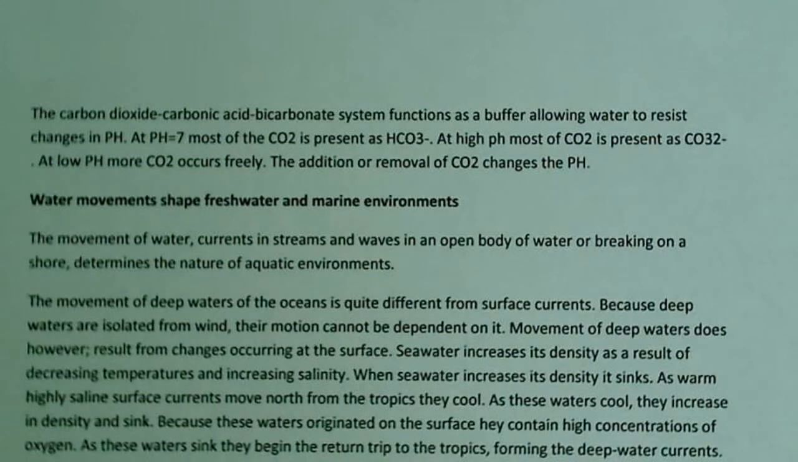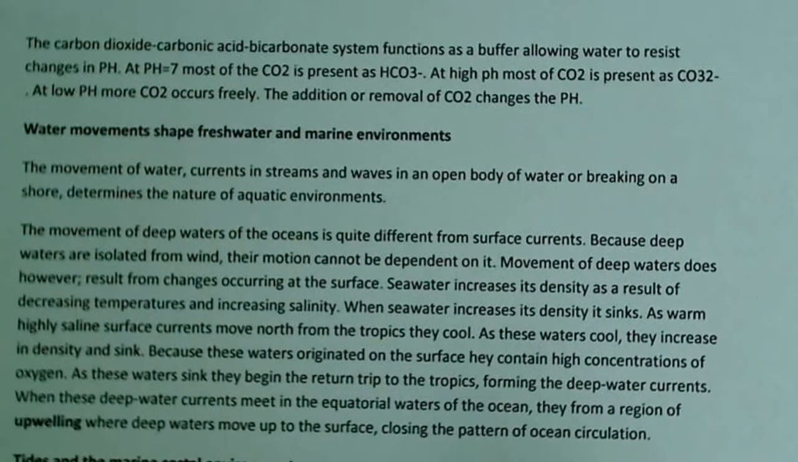So at a pH of 7, most of the CO2 is present in the form of HCO3-. So at high pH, most CO2 is present as CO3 2-. And at low pH, CO2 occurs freely. So the addition or removal of CO2 can also alter the pH.